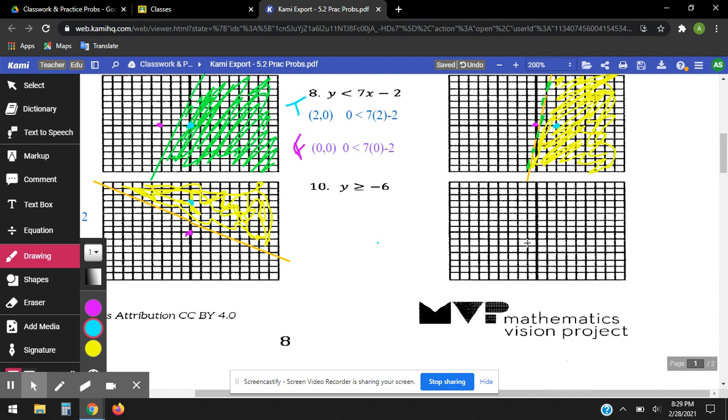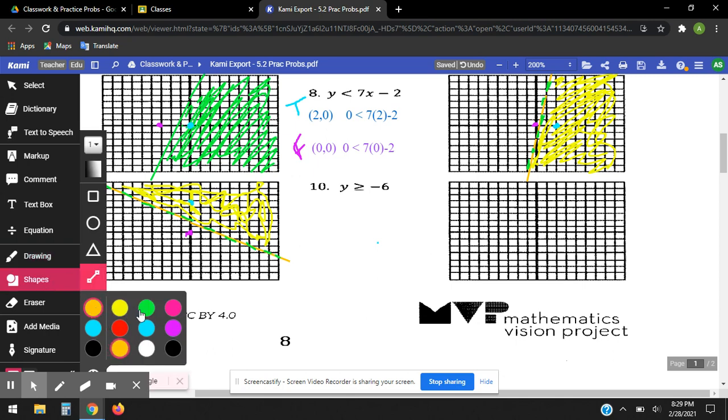All right, last one. Y is greater than negative 6. So, oh, I forgot to dot this line. Because it's greater than, we cannot say it's equal, so that has to be dotted. All right, so over here, y is greater than or equal to negative 6. 1, 2, 3, 4, 5, 6. So 1 from the bottom, right? 1, 2, 6.